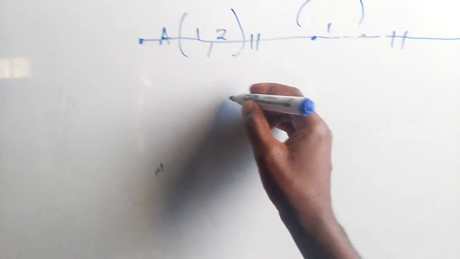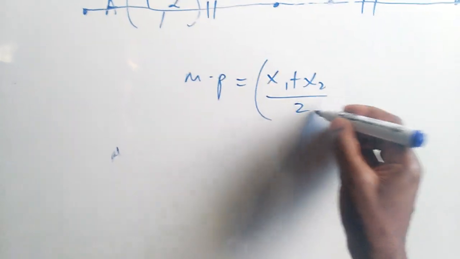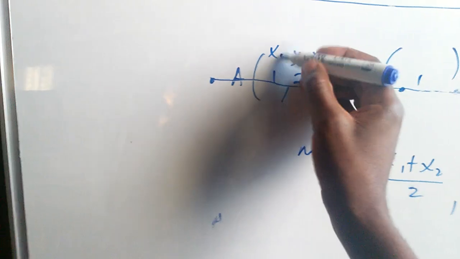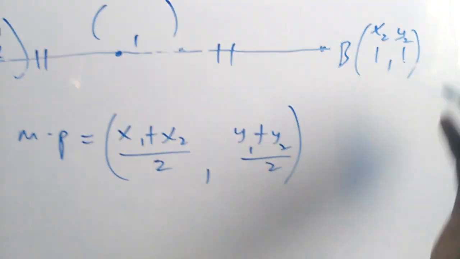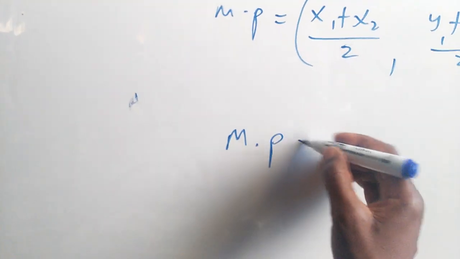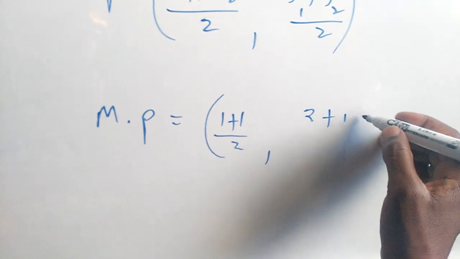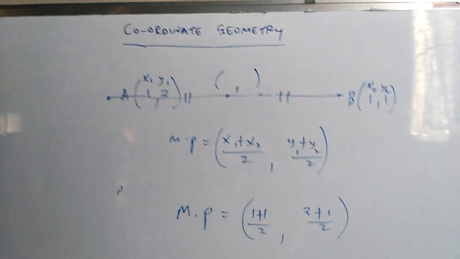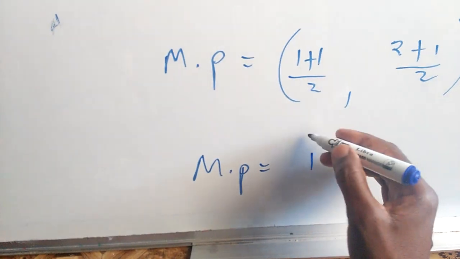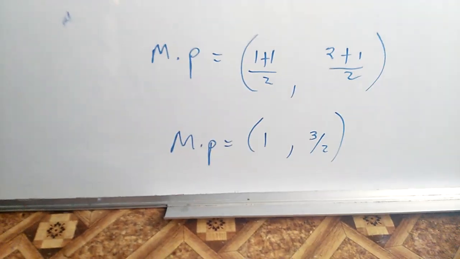1 plus 1 on the x. Remember the midpoint formula. You are adding the two values of x, dividing them by 2, the values of y, dividing them by 2. To get the midmost, we are adding these two. Therefore, MP or midpoint will equal 1 plus another 1 divided by 2, and 2 plus 1 divided by 2. 2 plus 1 is 3, divided by 2. We can leave it like this, or we can write 1.5.